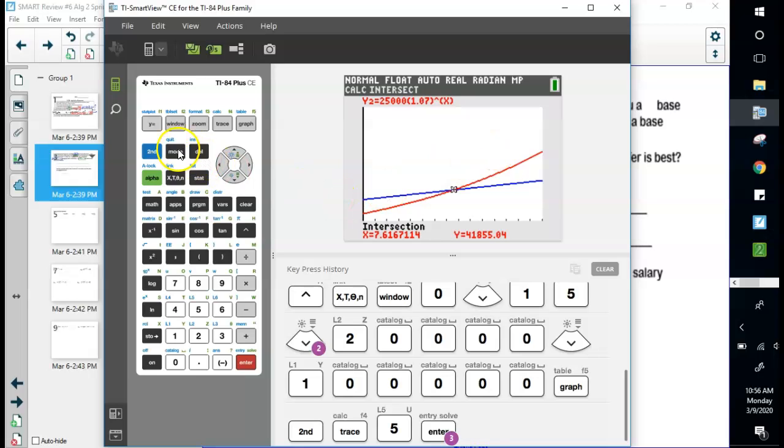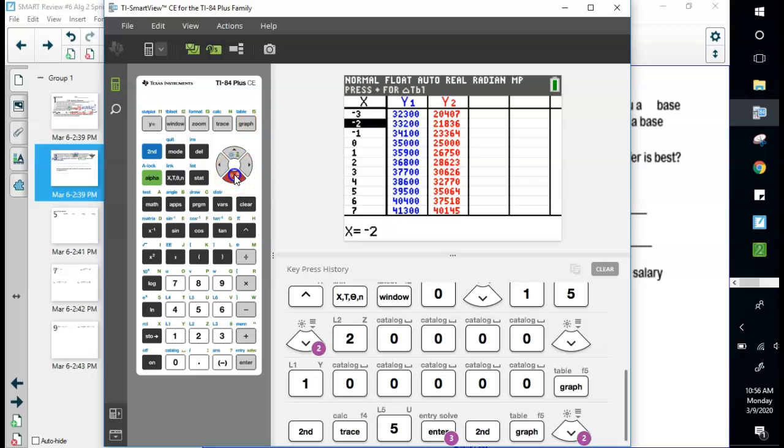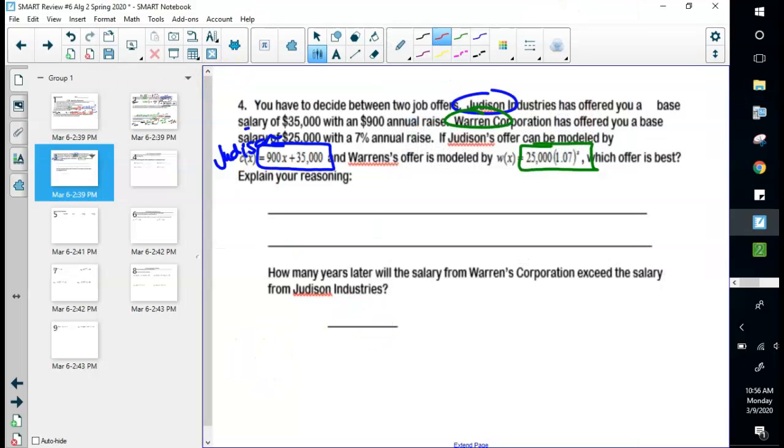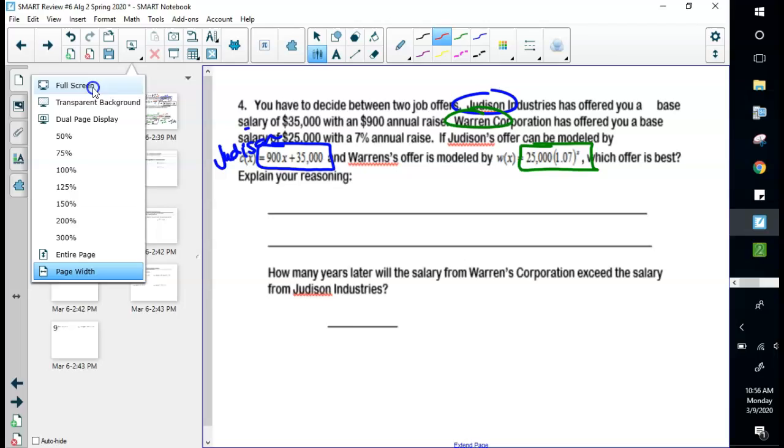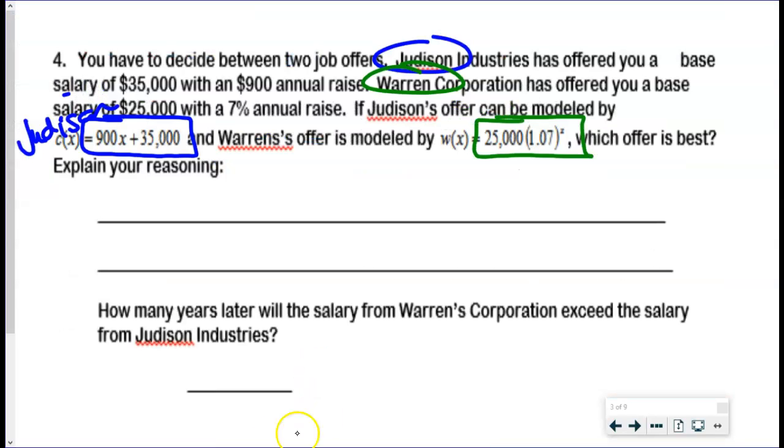Now, for everybody else, if you just went to the table and scrolled down and watched for when the red one all of a sudden was more money than the blue one, that happens right there. So at about 8 years, we would just say about 8 years into the future. So I actually answered this last question first. So I'm just going to say about 8 years. And I wouldn't mind if that was part of your answer up here.